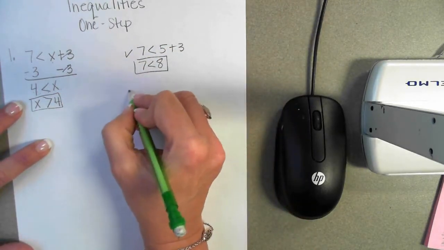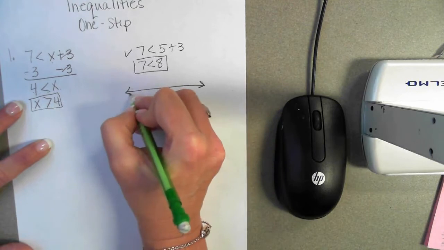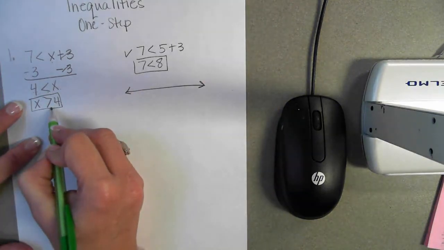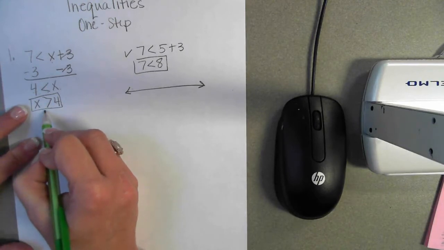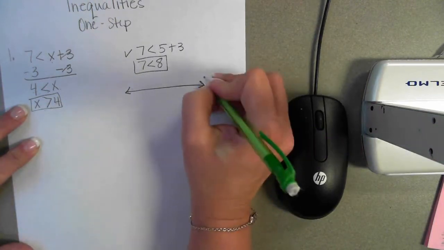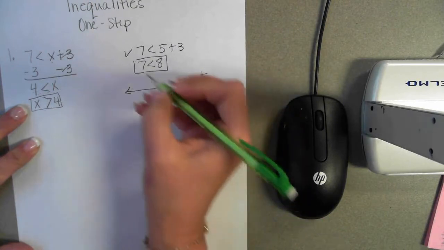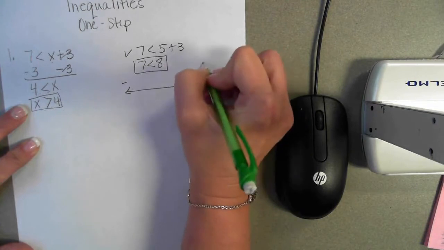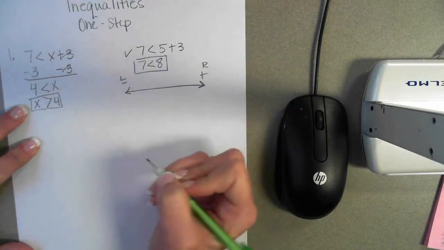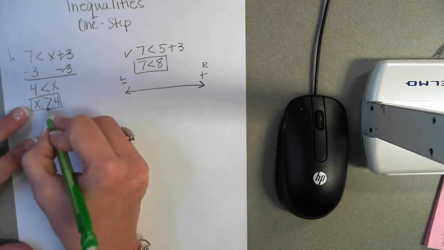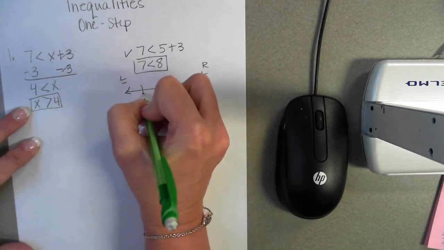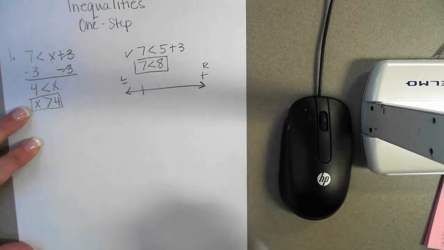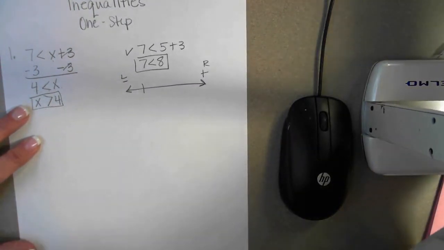Now when we graph it, we go back to our original equation that we are solving: x is greater than 4. The sign is facing the positive way of our number line, facing to the right. This side would be facing to the left. So x is greater than 4, and I'm going to plot this on this side since I'm going to go to the right.